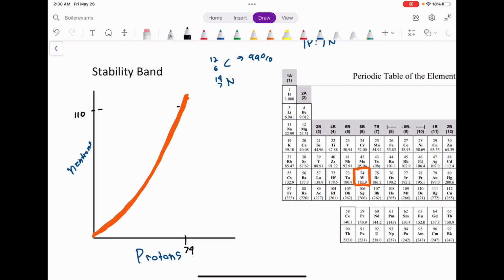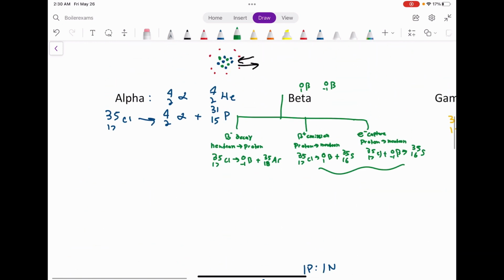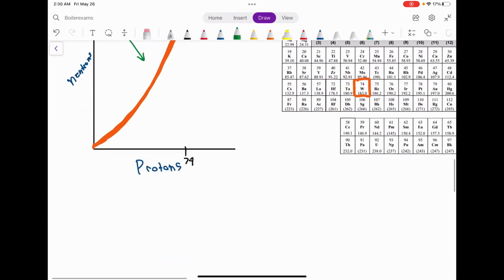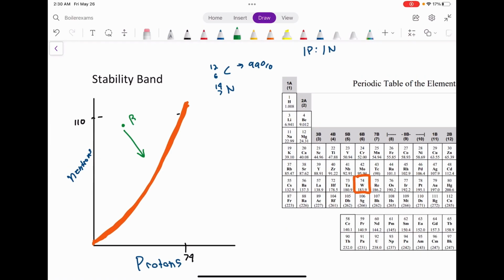So if we're in this region, let me get a color. If we're in this region, it means we have too many neutrons for our number of protons. So if we remember from before, what's going to convert a neutron into a proton? Beta decay, or emission of an electron. So if we're anywhere up in this region, we know we're going to undergo beta decay.